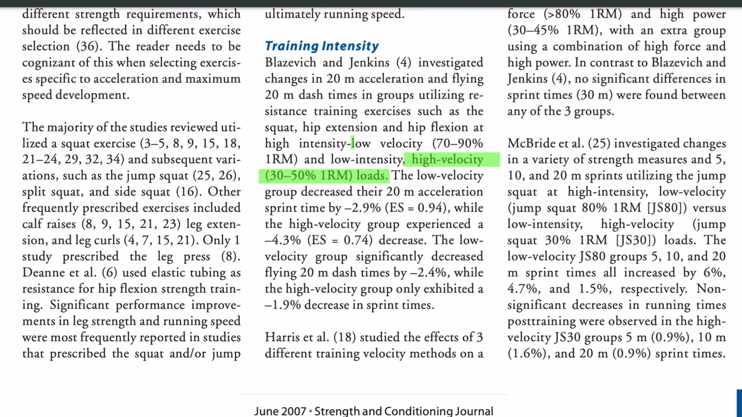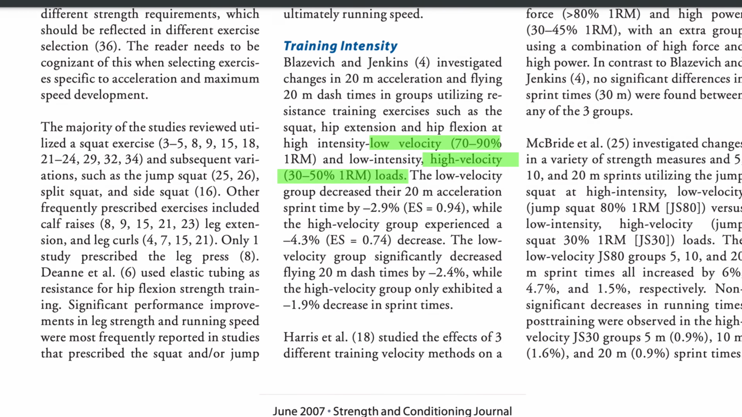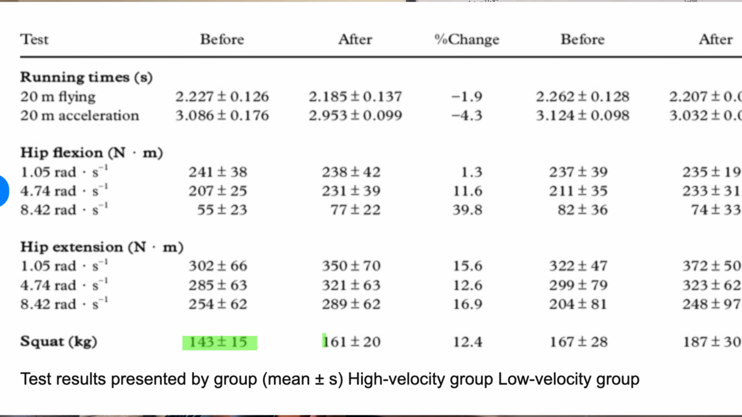So you might be asking, how does this help you run faster? In this research study, they compared a high velocity and low velocity strength training group. The high velocity group actually went from 143 to 161 kilograms, while the low velocity group also increased their back squat from 167 to 183 kilos. Now, that's very highly trained. And they also saw similar results in their sprint times.